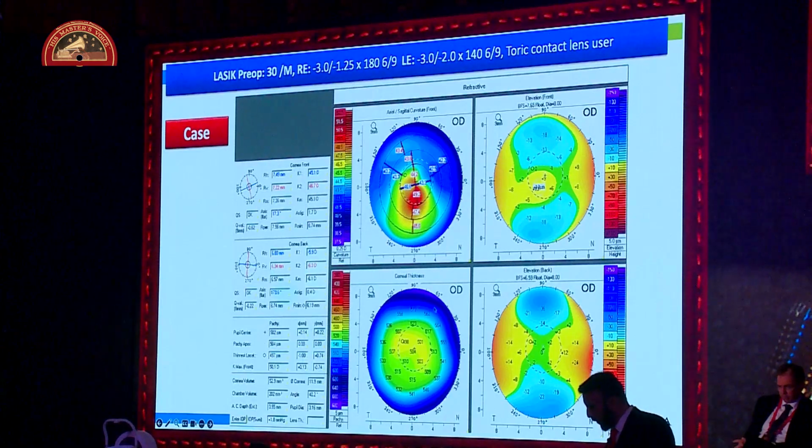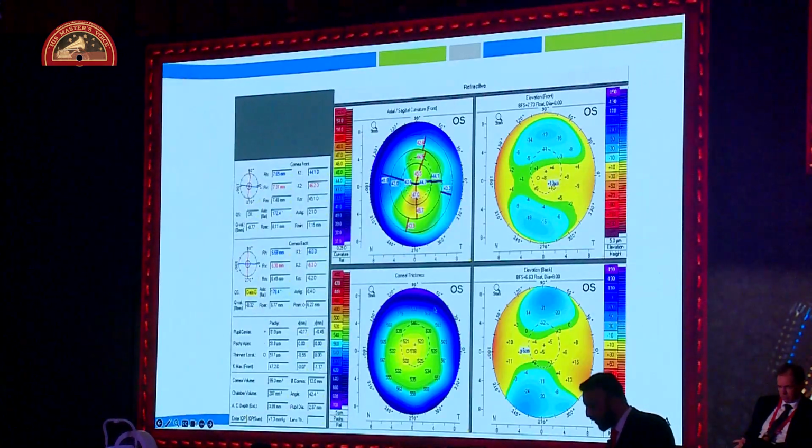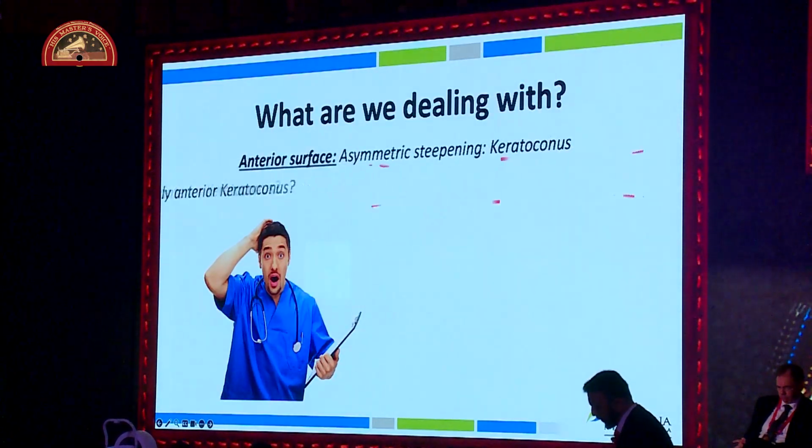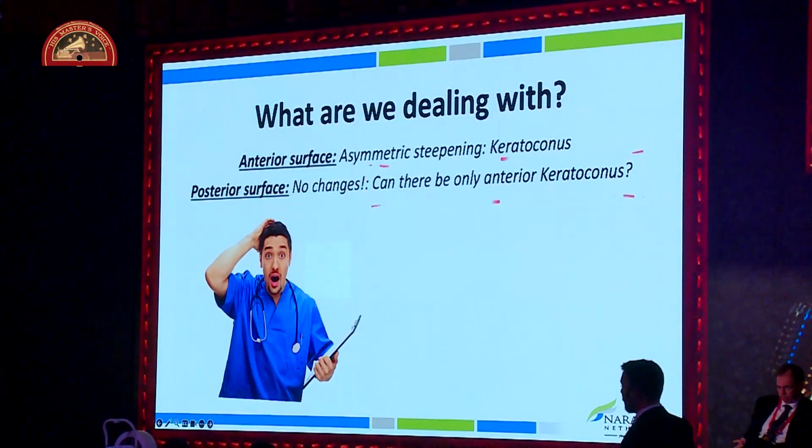That's something which we should keep in mind. However, the back surface is absolutely fine. Pachymetry is pretty okay. I'm quite okay with that. The other eye is also less severe, but an almost similar picture. What exactly are we dealing with? Anterior surface, there is an asymmetry, maybe keratoconus, God knows what. Posterior surface, no change. So can it be anterior keratoconus?